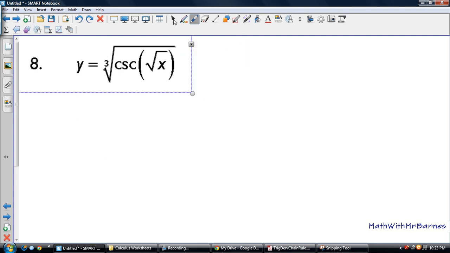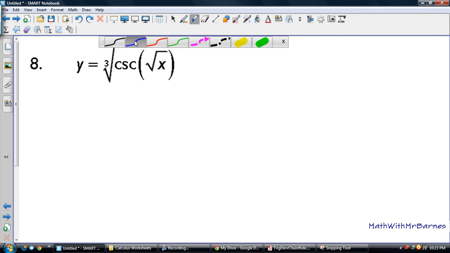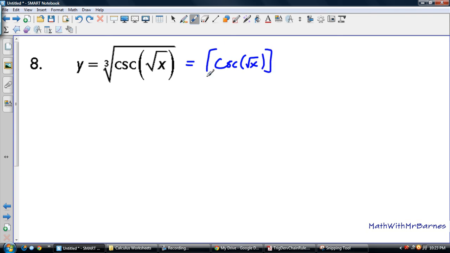Alright, last one. So the last one we have, really not that different than that previous one. The only difference being is now we have a root inside instead of a 3x. So it looks a little more complicated. We also have a cube root here. So remember, cube root is just cosecant x all to the 1 over 3. So it's, again, not that different.